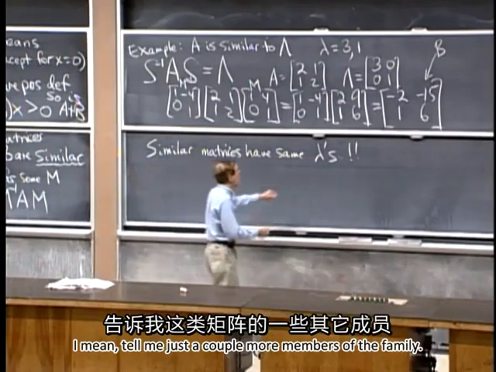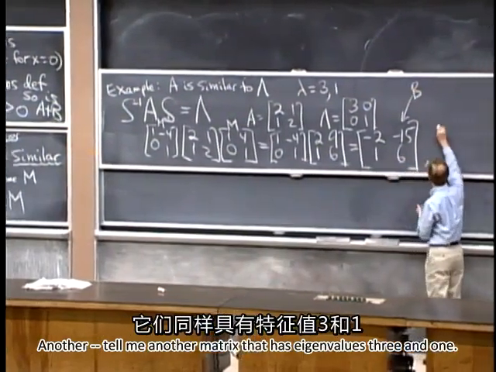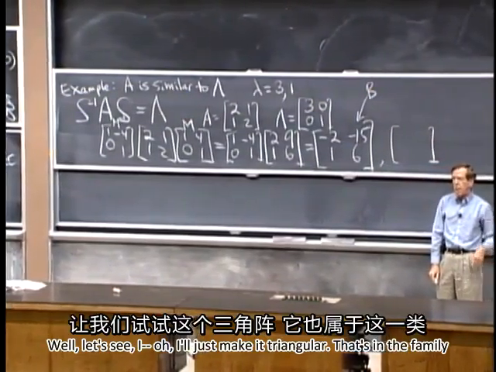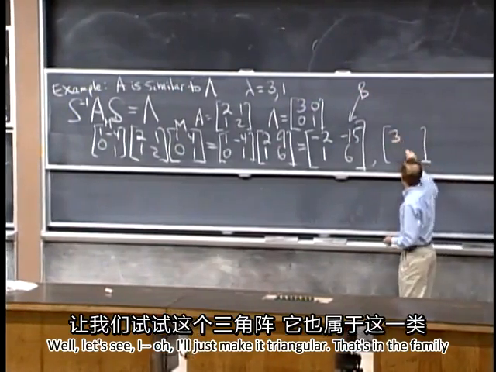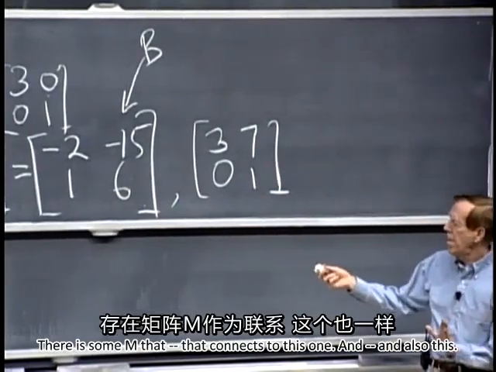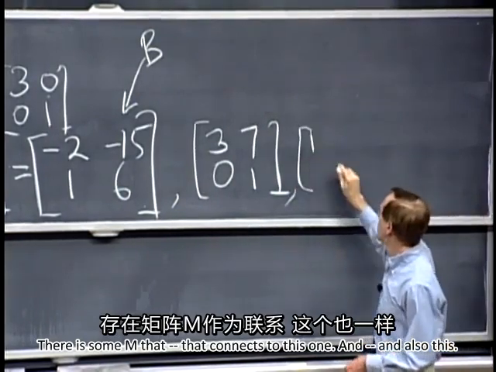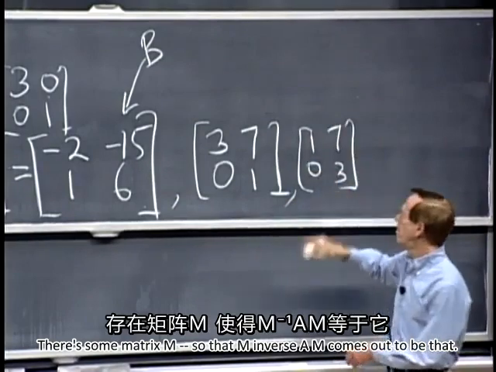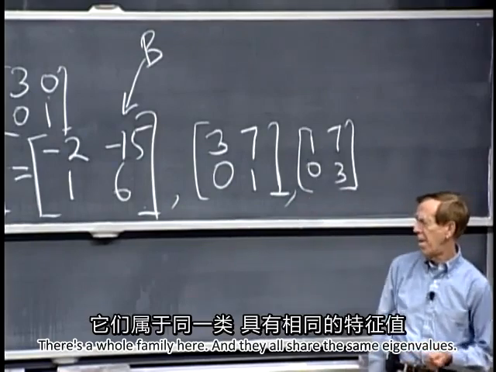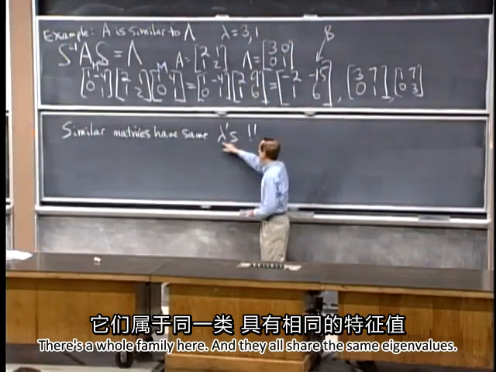But also, tell me just a couple more members of the family. Tell me another matrix that has eigenvalues 3 and 1. Well, let's see. I'll just make it triangular. That's in the family. There is some M that connects to this one. And also this. There's some matrix M so that M inverse AM comes out to be that. There's a whole family here. And they all share the same eigenvalues.